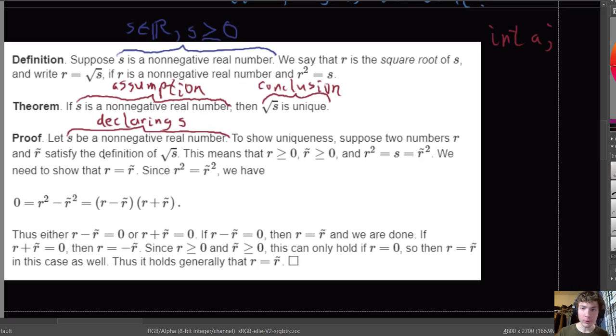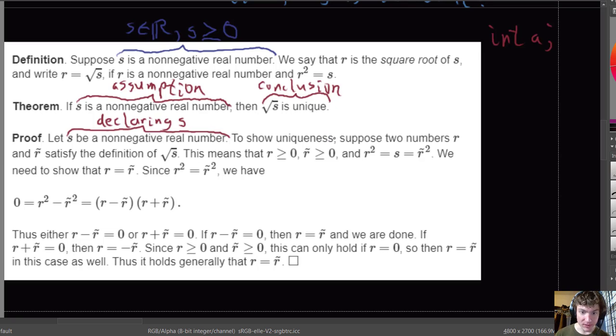When we write a proof, before you speak about any number or set, you need to declare it and tell the reader what it is, right? So that's what we're doing in this first sentence. We declare this S, and we tell the reader it's a non-negative real number. Okay. So now we move on to the next sentence.